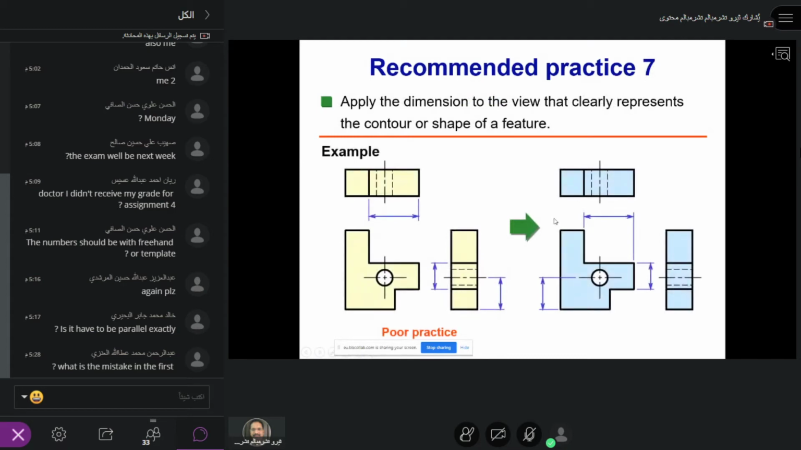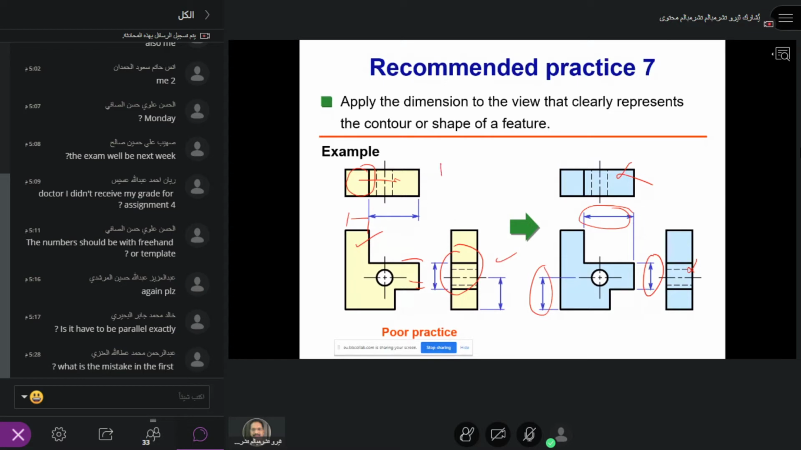Then apply the dimension to the view that clearly represents the contour or the shape of the feature. So now you see here, you cannot dimension here because this feature is not very well seen, but here it can be very easily seen. So instead of dimensioning this view, it's better to dimension the other view. Here also this is difficult, so instead I will use this feature to do that. You see here, you dimension it here, here, here, rather than in these views. Okay.